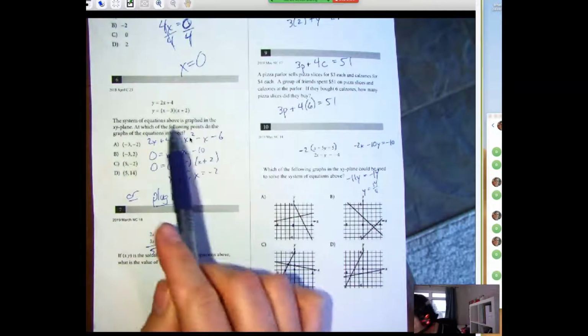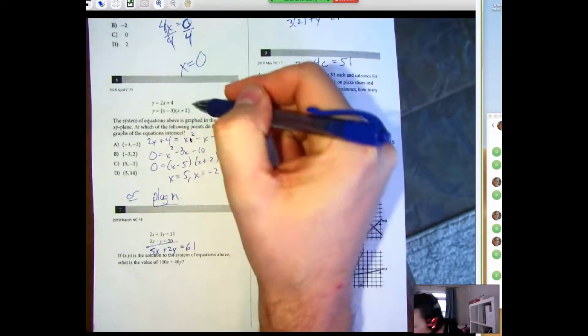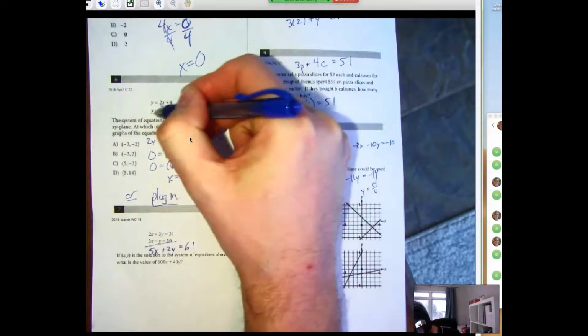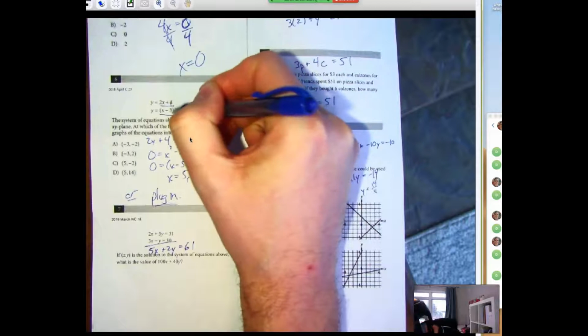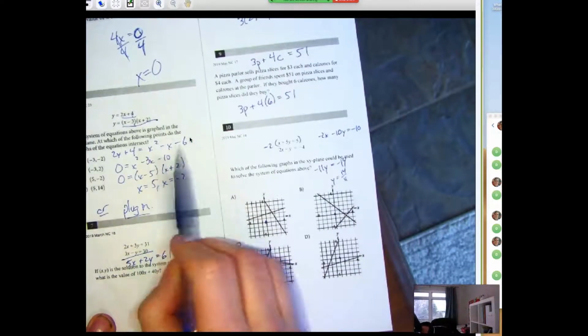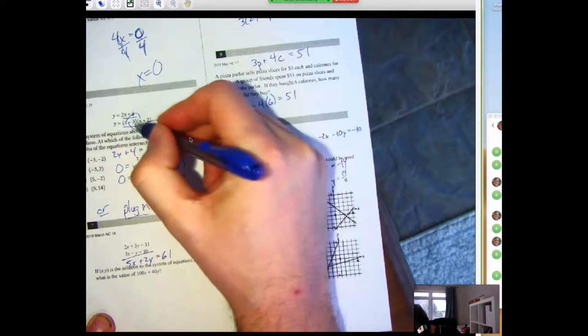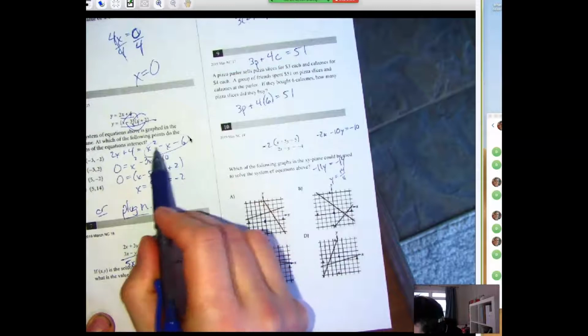If they intersect, they're going to be equal. And you can think about this like substitution too. So if y equals this stuff and y equals that stuff, then these two stuffs must be equal. So I set them equal. On the right-hand side over here, the way I got this was to FOIL. So I'm doing first, outside, inside, last, and combining like terms, and I get this.